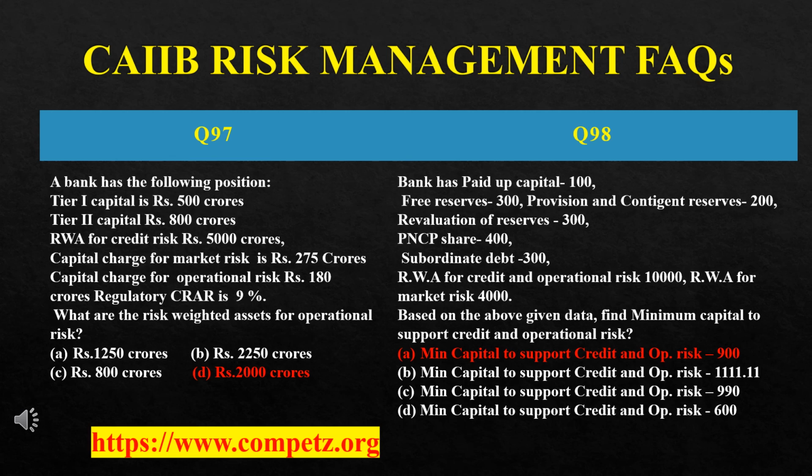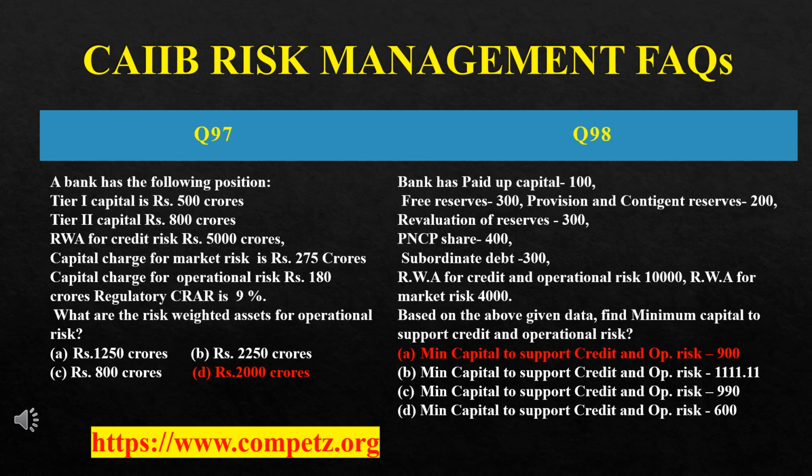So capital charge is 180 divided by CRAR, which is 9%, that is 9 divided by 100, 0.09. 180 divided by 0.09 will come to 2000 crores.